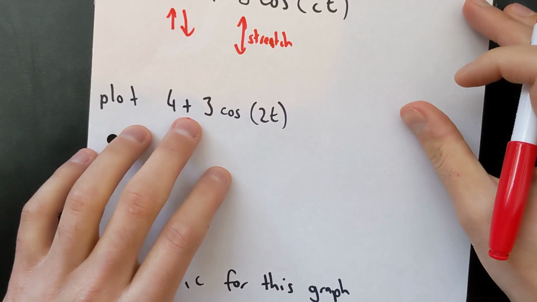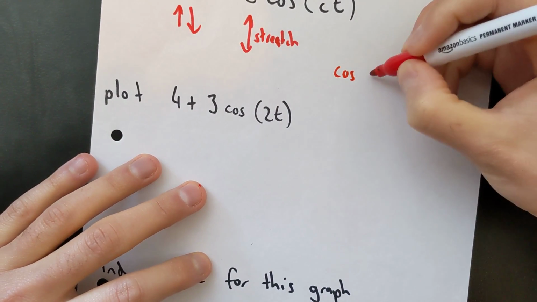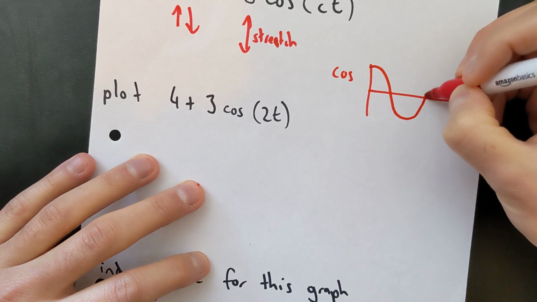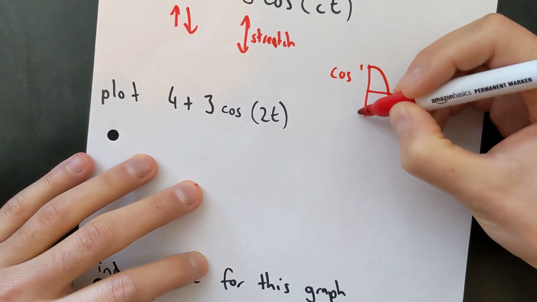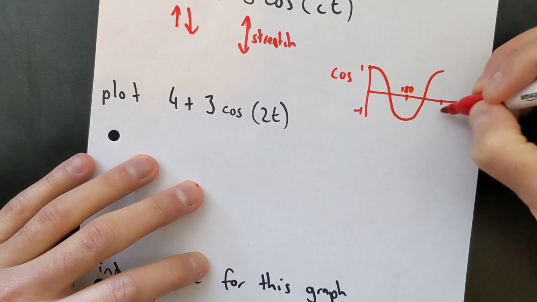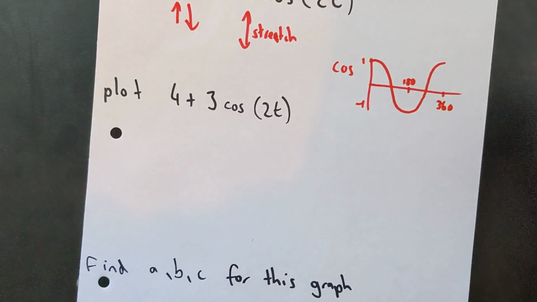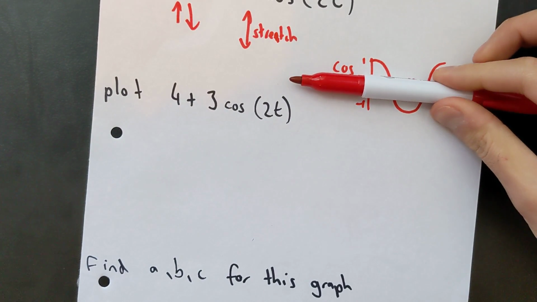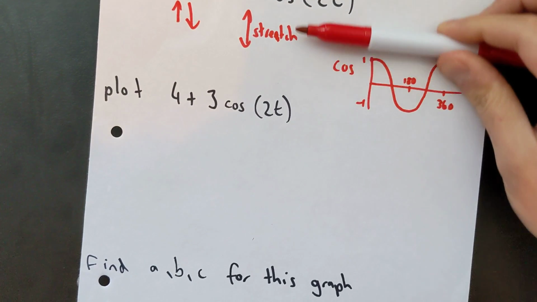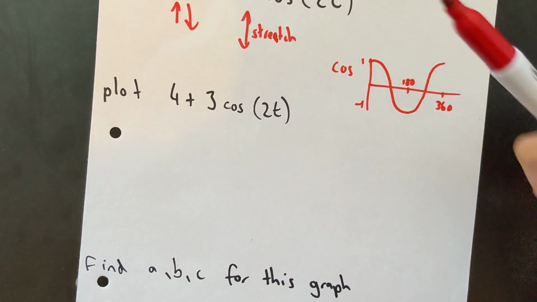So if I was to plot 4 plus 3 cos 2t, remember cos is a graph that starts at 1 normally. Then we'll go to a minimum of -1. Here, 180 in the middle, and 360 at the end. So 4 means that here the center of the graph is going to move up 4. So it's always best to think about it in terms of the center of the graph as opposed to where it's starting. So here the center of the graph is going to go up 4.